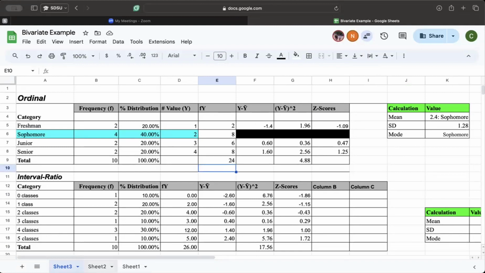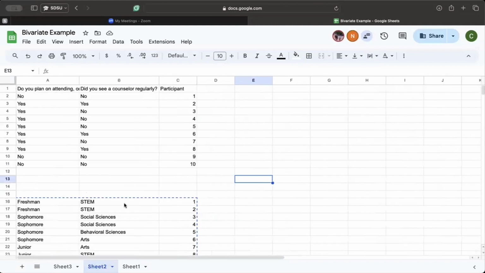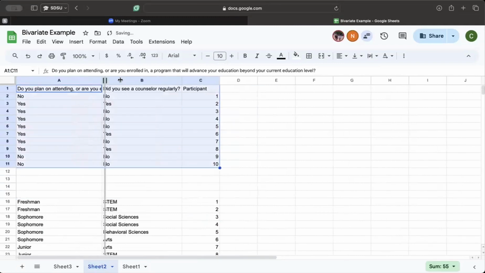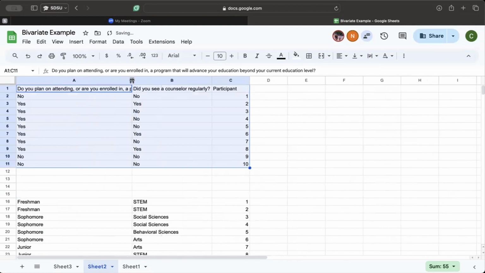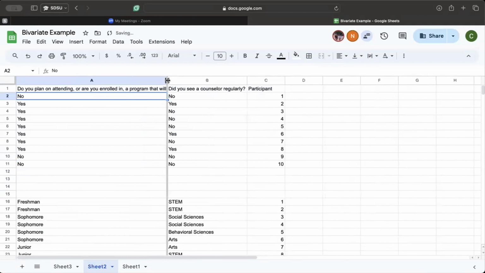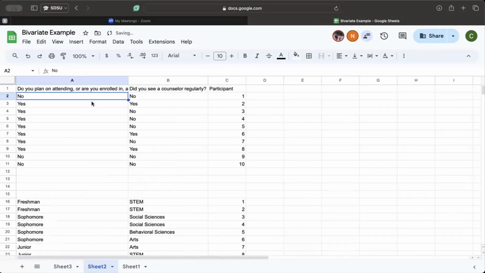Now, some of this data comes from a previous survey that I had done. So if we're looking at this, this is from a different one, where it was: did you plan on attending college, and whether or not they saw a counselor regularly? This came from a survey that I had created and administered. This was basically whether or not they planned on attending or were intending some sort of program after school. And these were the participants, right? And what they said directly.